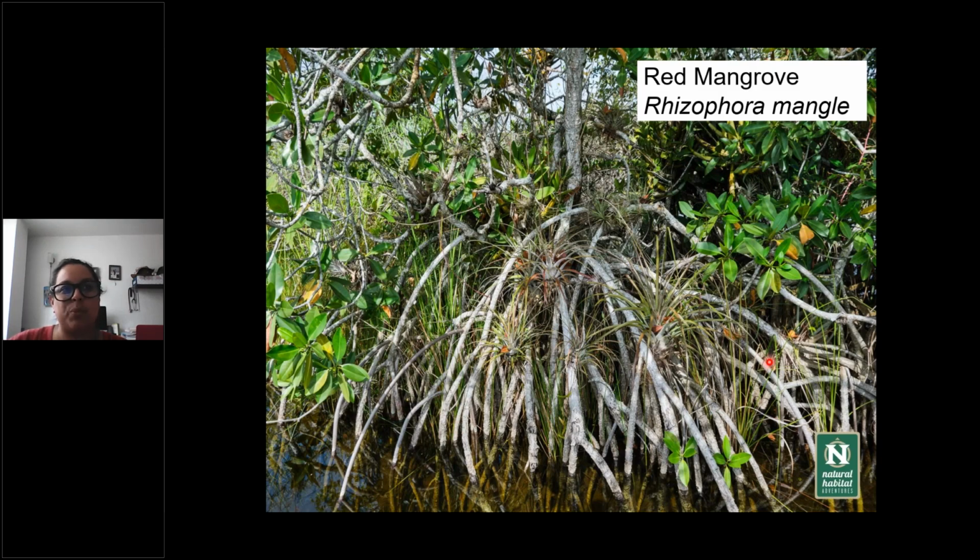coastline is to prevent the erosion of the coast, to prevent the storms or the waves from hitting the coast with all their strength. And we also call it a nursery for the marine species. A lot of shrimp and fish go there to lay their eggs, or when they are larvae, they swim in and develop in the middle of these roots.